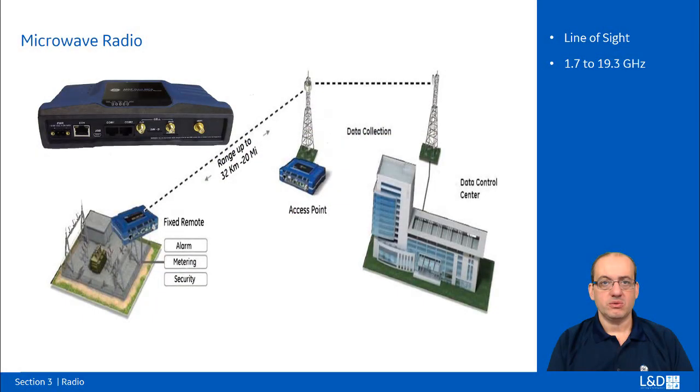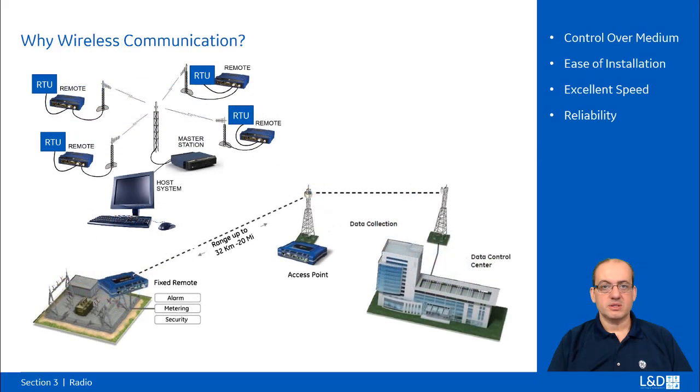So a microwave radio will allow us to set up, for example at a substation, a line-of-sight carrier system to carry large quantities of voice and data signals, ranging from 1.7 to 19.3 gigahertz, transmitting both digital and analog signals. One of the common questions is, why wireless communication?